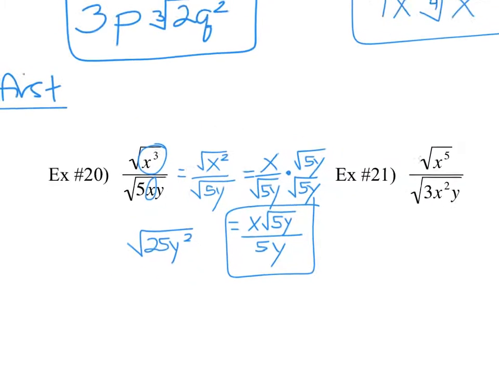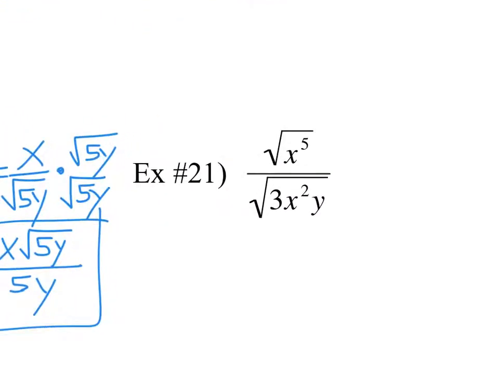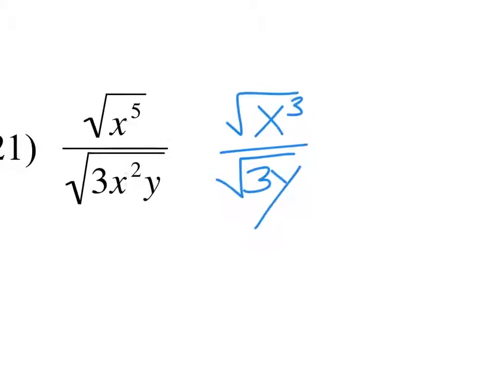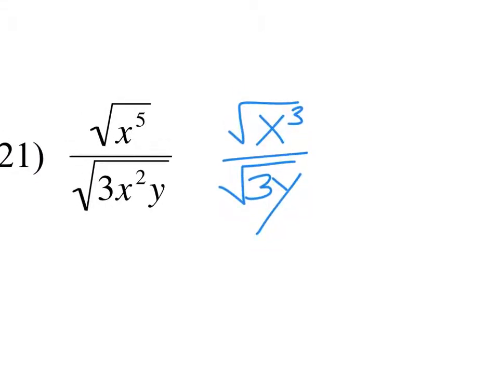Okay, 21. This is a lot like the last one. First thing you want to do is simplify. 5 minus 2 is 3. Perfect. X cubed up top, and rad 3y on the bottom. Can we still simplify this a little bit more? Yeah. See that x cubed right there? 2 goes into 3 one time with 1 remaining. And rad 3y doesn't change at all.